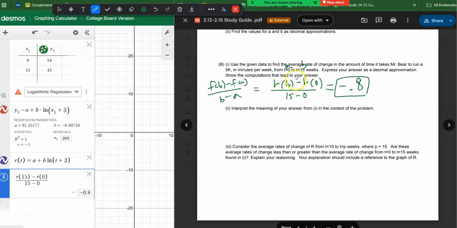On the work, you have to show this part right here, the subtraction part and division part. I know you use Desmos, but you still have to show this work right here. Why? Read the direction. Show the computation that led to your answer.